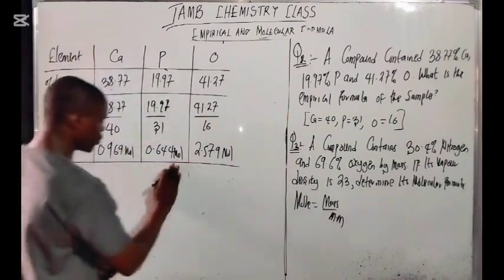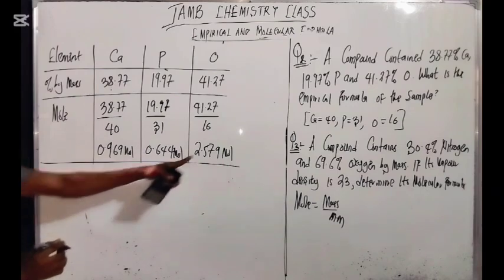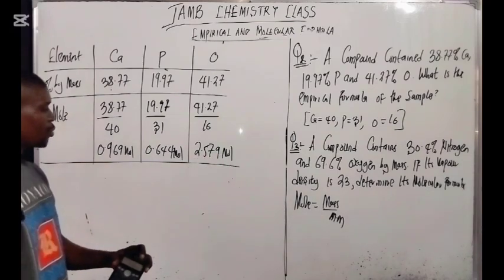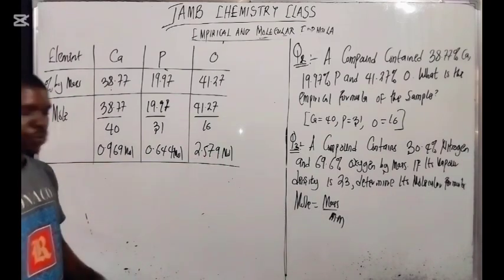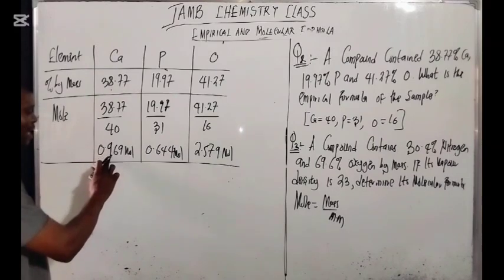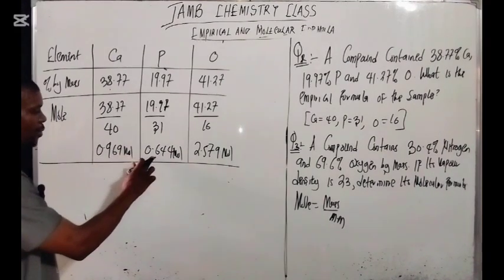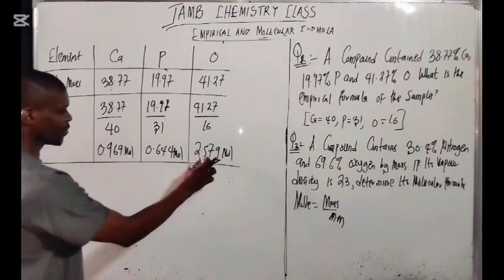Now the next one to do here is to get the mole ratio. And how do we get the mole ratio? Divide by the simplest mole. Here we have 0.969, here we have 0.644, here we have 2.579.